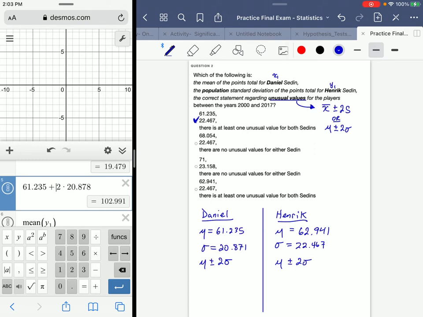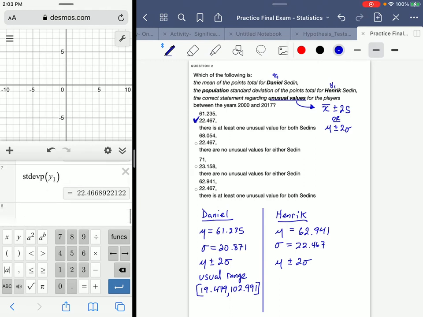All right, so this is the usual interval. You can say usual range if you want. It's going to go from 19.479 to 102.991. So anything outside of the range created by these two bounds is going to be considered unusual. All right, so that's for Daniel.